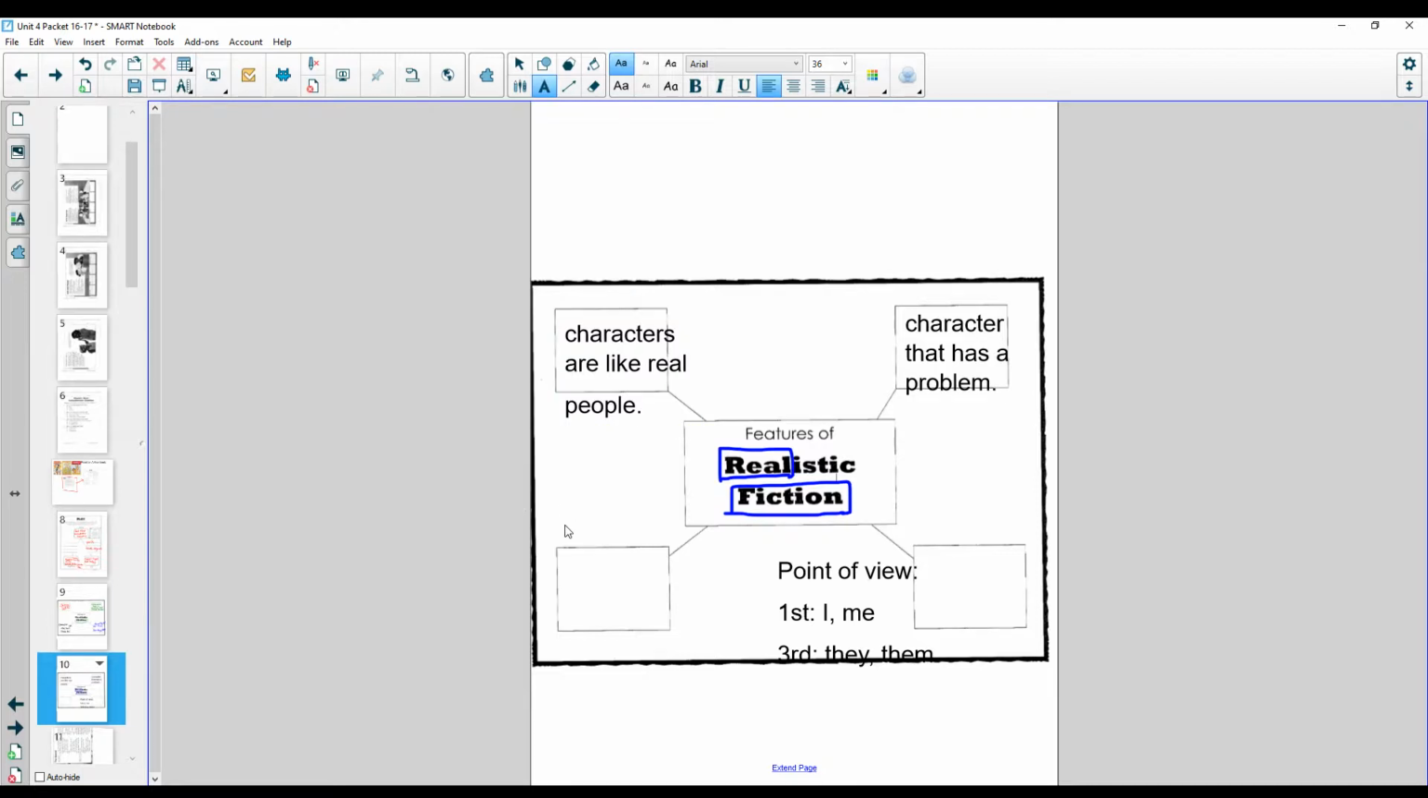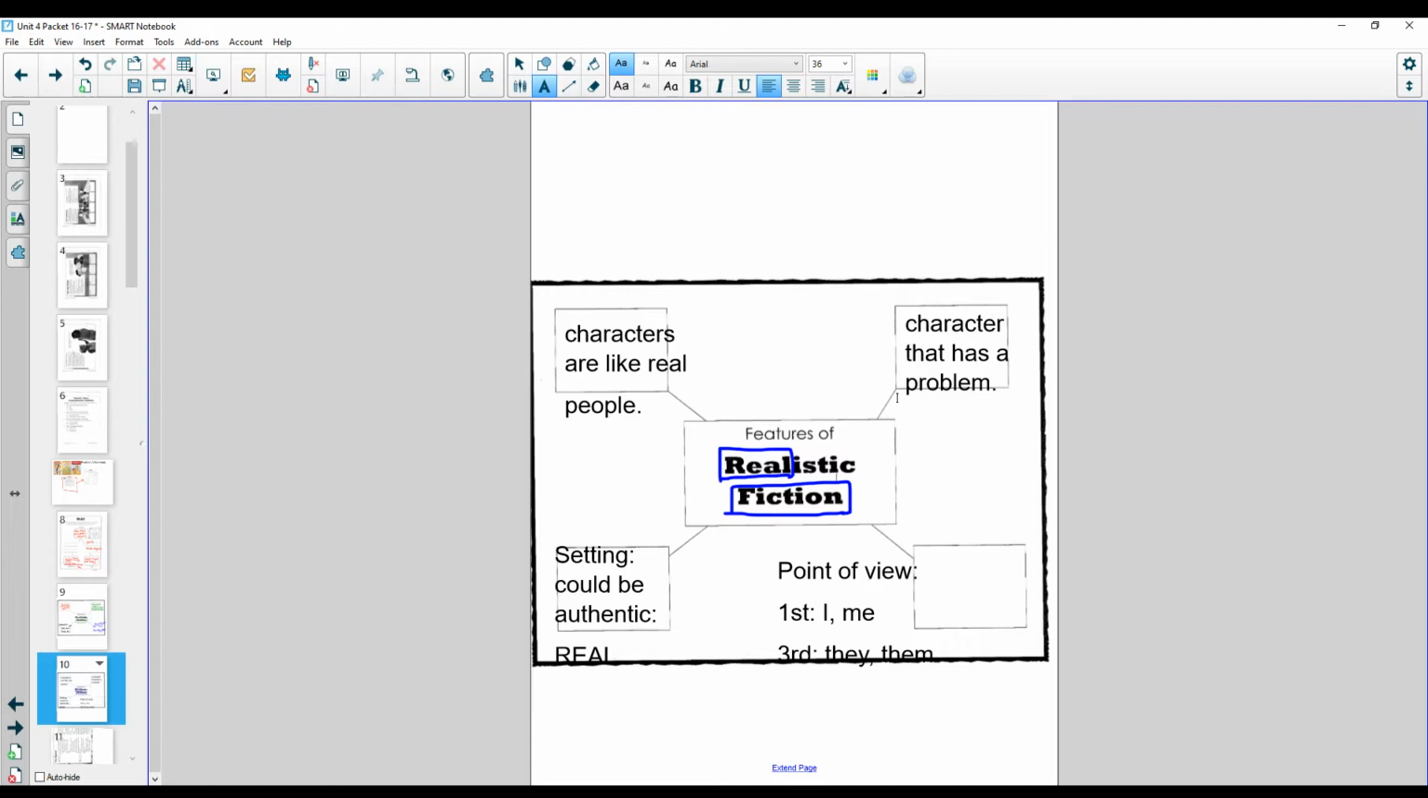Okay, and the last thing that we have is the setting could be authentic. Authentic. What does that mean? It could be real. Remember, we're talking about realistic fiction. We're talking about the setting could be real. The word authentic means real. Okay, so those are all the components of realistic fiction.